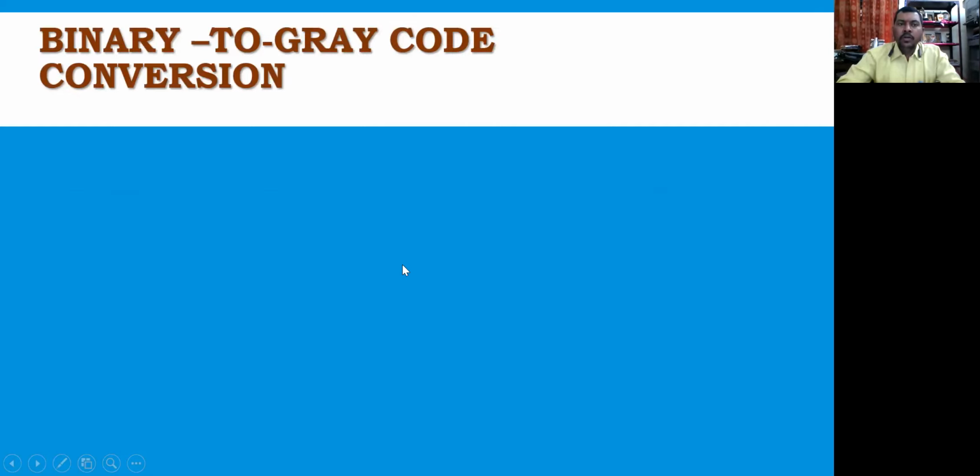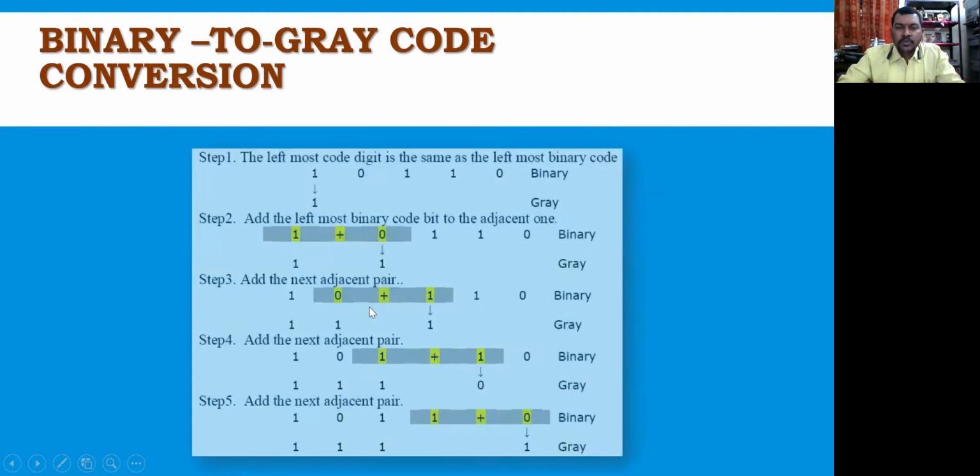So how do we convert a binary number to a gray code, right? This is the most important question, and this question is asked many a time in your exams. So please see this. We will also try to see it on the blackboard. So these are the steps that we have to go through.